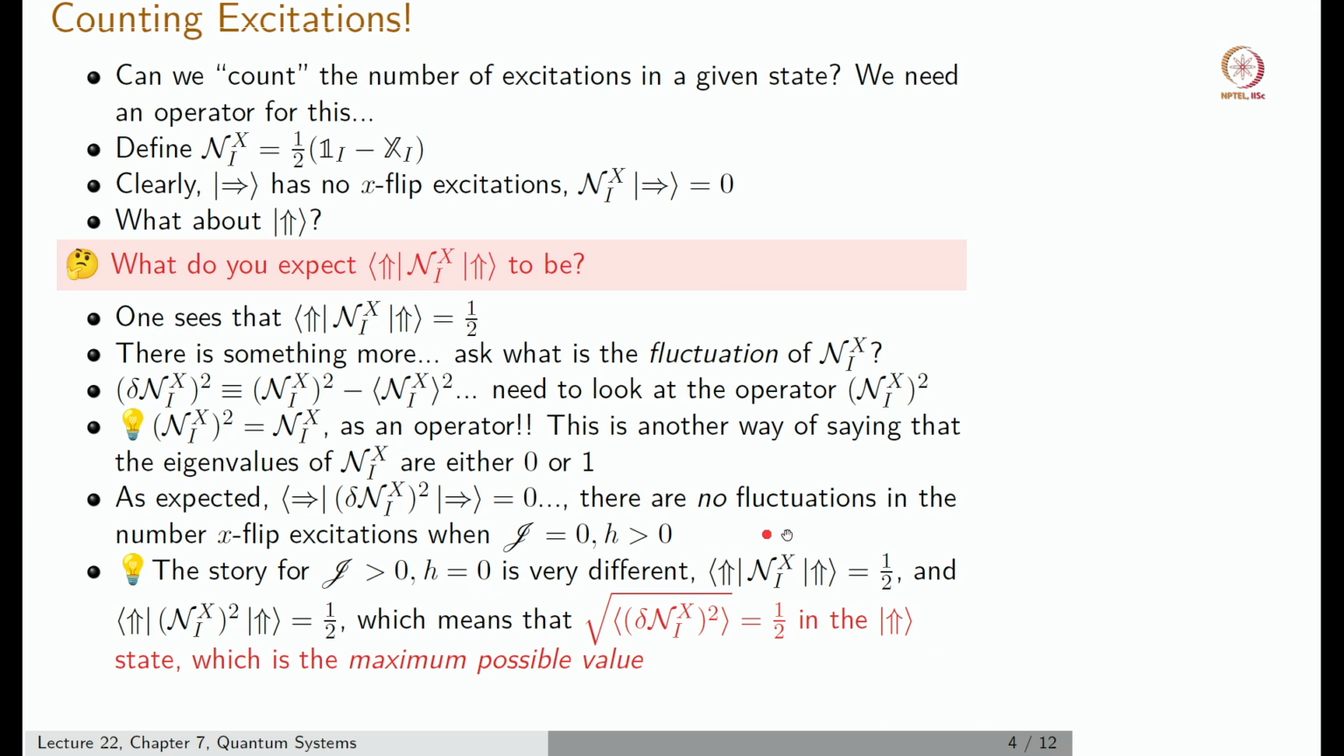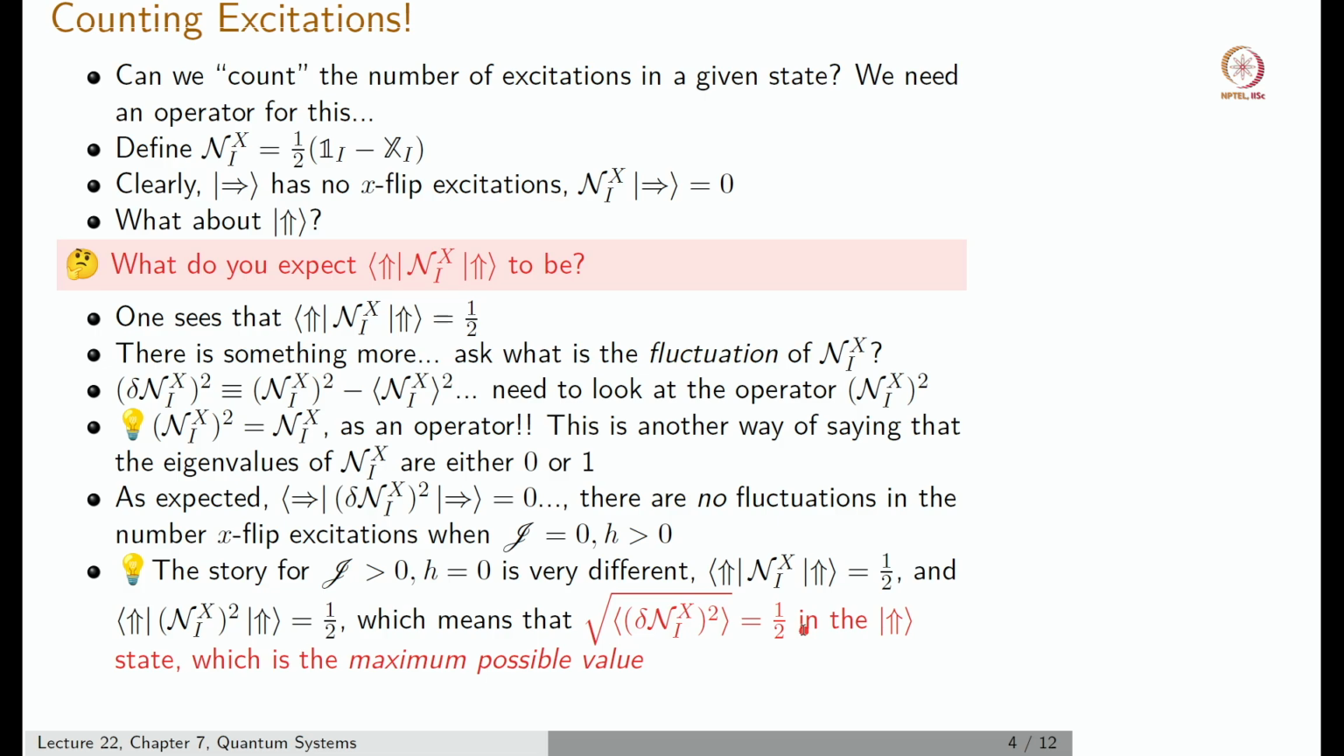We saw that the average value of x flip excitations at a site is 1/2, and therefore the square of this is also 1/2, because nx square is equal to nx. Therefore, you immediately see that this root mean square fluctuation is 1/2. So, the allowed eigenvalues are 0 and 1, the mean is half, and the mean square fluctuation is half. In some sense, this is the maximum possible fluctuation that is allowed in this system.